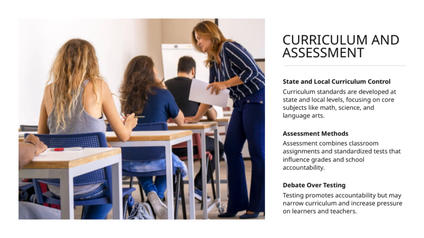Let's take a closer look at how curriculum control works at the state and local levels. Essentially, these levels develop standards for core subjects like math, science, and language arts. This means they decide what students should learn in these fundamental areas, shaping what teachers focus on in the classroom. Moving on to assessment methods, schools use a combination of classroom assignments and standardized tests. These assessments not only influence students' grades, but also play a significant role in holding schools accountable for student performance. It's a way to ensure educational standards are being met.